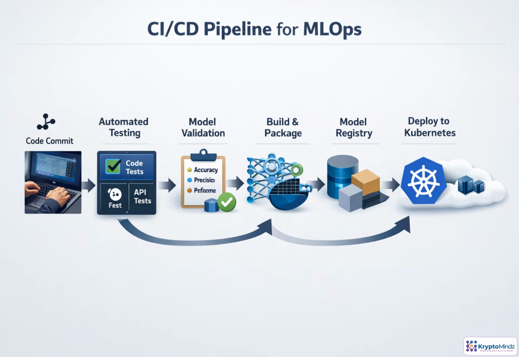An MLOps CI/CD pipeline begins when a change is committed. From there, automation takes over. Standard tests catch code, API, and workflow issues. Model validation checks whether the candidate still meets required metrics, such as accuracy or latency. If it passes, the system builds a deployable package, pushes it to a registry, and deploys it to Kubernetes. The result is a repeatable path from experiment to production release.